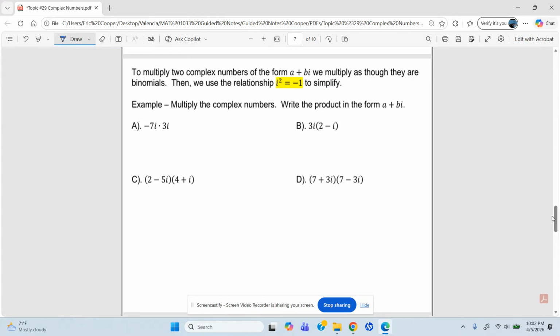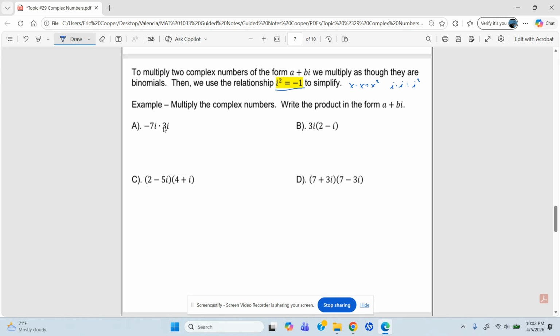Multiplying is the same. When we multiply with i's, it's like multiplying with variables. When we did x times x, it became x squared. So i times i is going to become i squared. But again, the big part here is we have our i squared rule. i squared will always become -1. So we have to change it to -1 every time we see it.